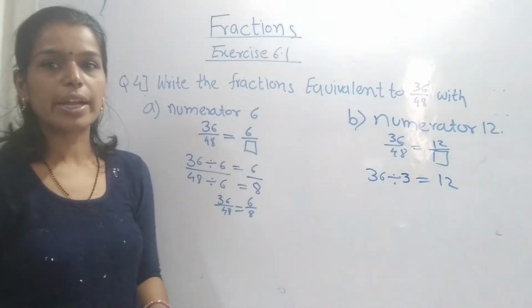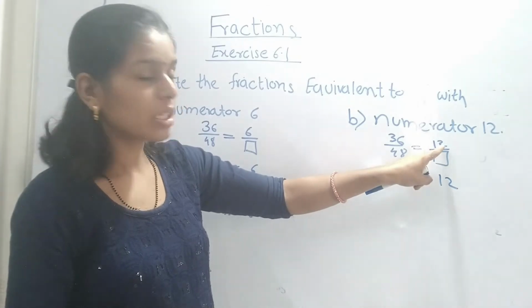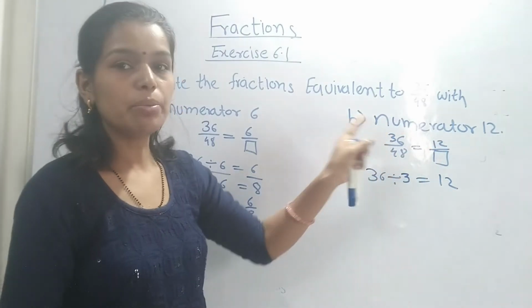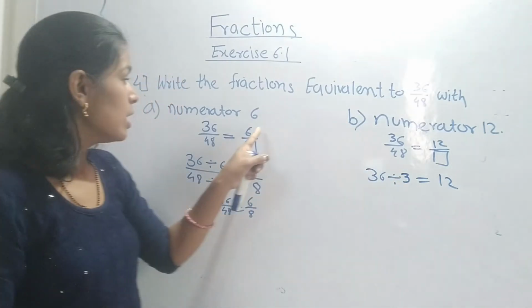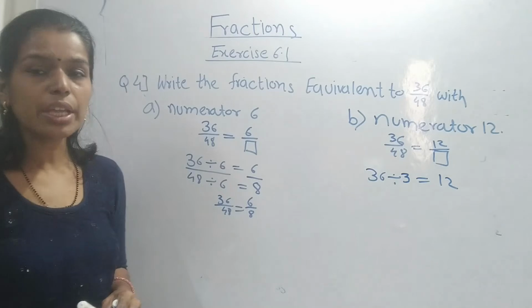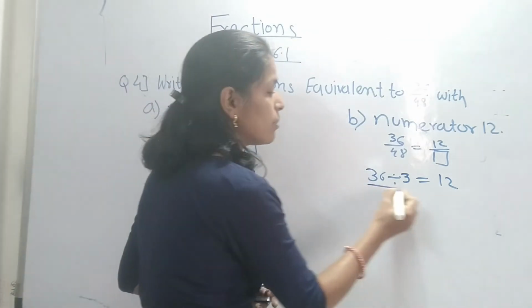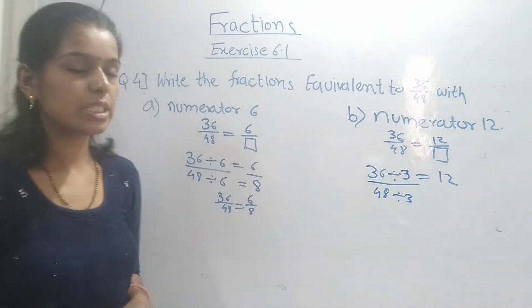How will you find by which number you have to divide? Just multiply to the given number to get the numerator or denominator. Here 12 3s are 36, which means we have to divide by 3. Here 6 6s are 36, which means we have to divide by 6. Now 48 divided by 3. What does 48 divided by 3 give us?